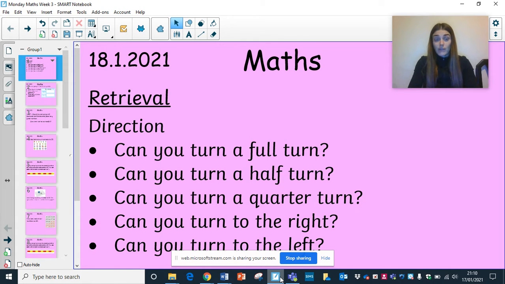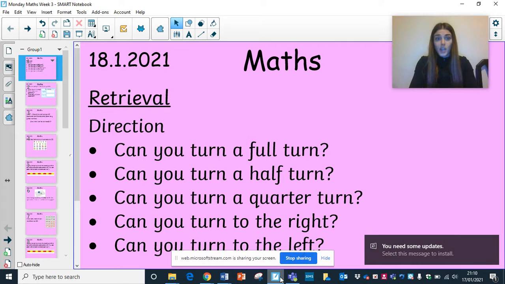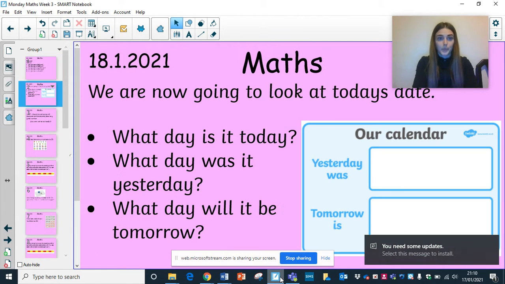We're going to look at retrieval first. So again, it's just a recap of learning that you have already done at school. So it's direction again. Can you turn a full turn? Can you turn a half turn? Can you turn a quarter turn? Can you turn to the right? And can you turn to the left? And that links to your learning on time and the clock as well that we learned last week.